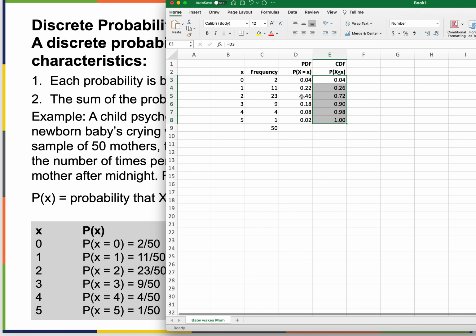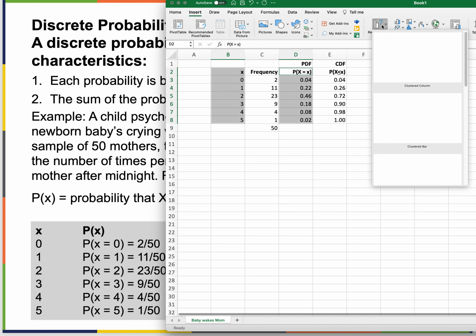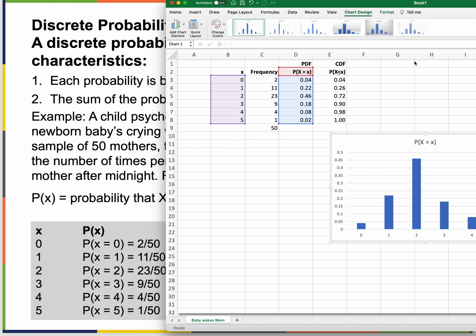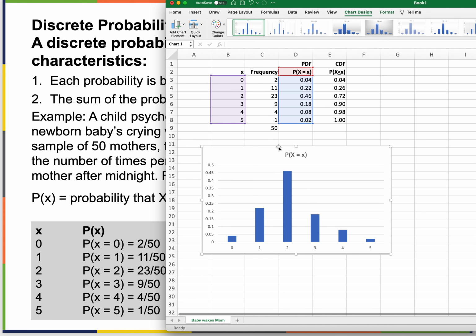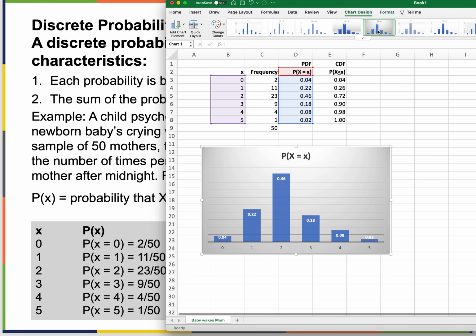Now I want to graph the PDF. So I'm going to take my X, and I'm going to hit the Command key. I'm on a Mac, and I'm going to highlight that. I'm going to say Insert, and I'm going to go to my recommended charts and do a bar chart. There we go. I'm going to probably make it look like this, where it actually shows the probabilities.